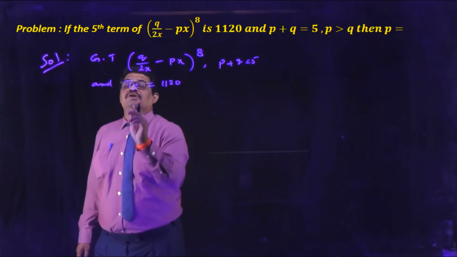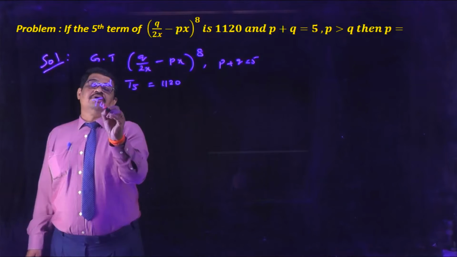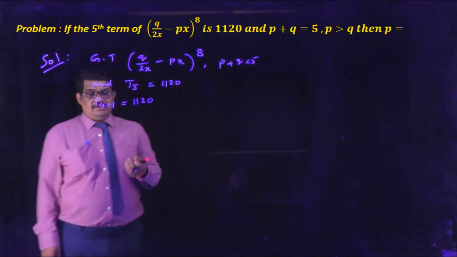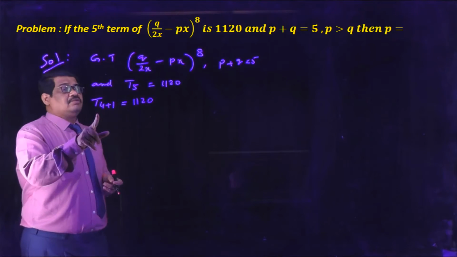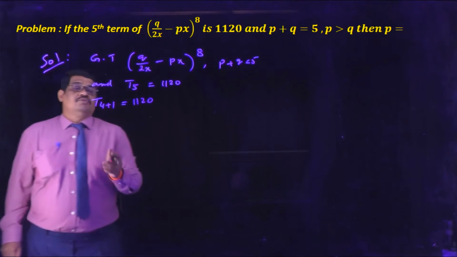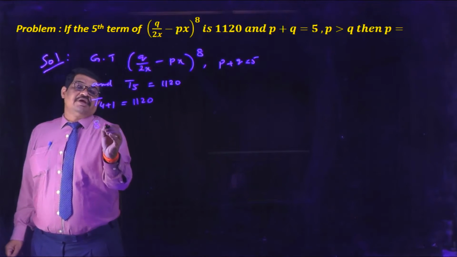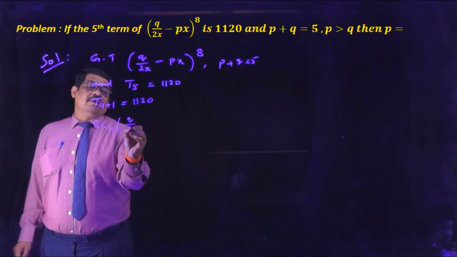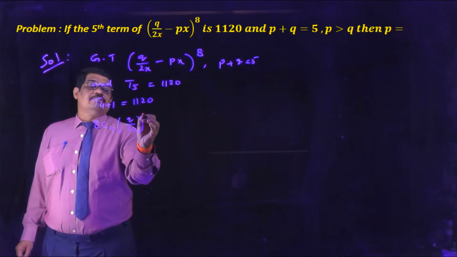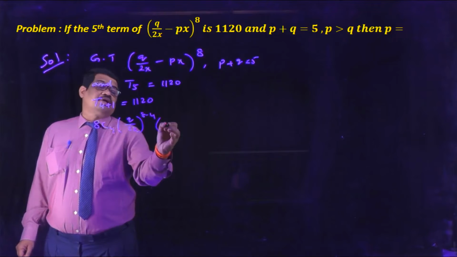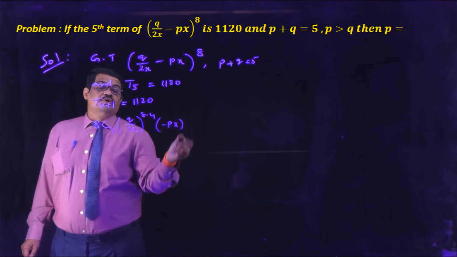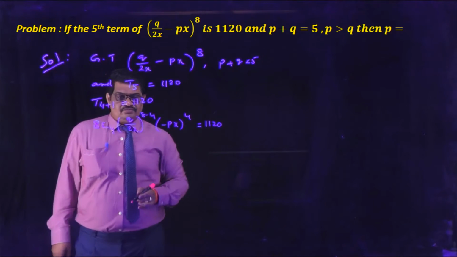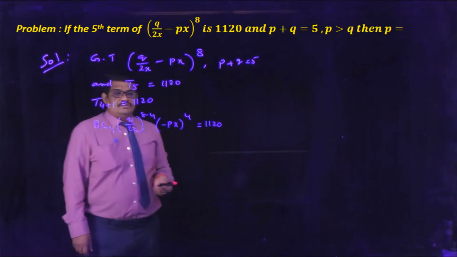What is the fifth term? The fifth term is written as T(4+1), that is 1120. So what is the term here? T5 is nCr, that is 8C4, r is 4. The first term is (q/2x) to the power of 8 minus 4, into the second term (-px) to the power of 4, that is 1120. Okay, now we are simplifying this one.